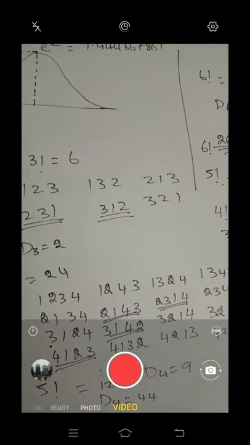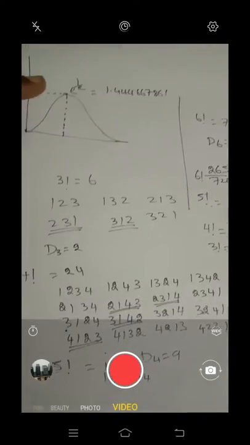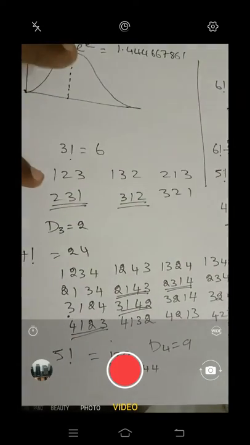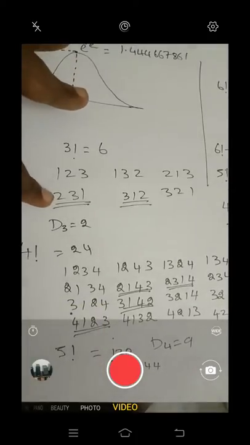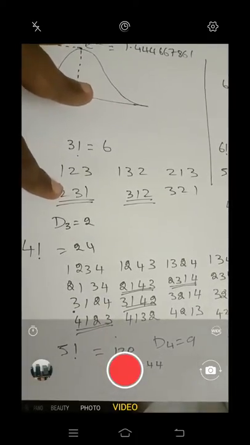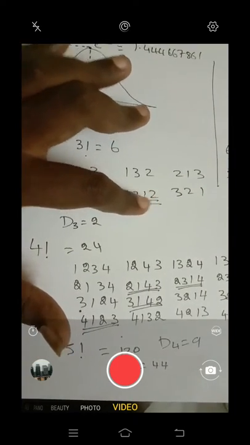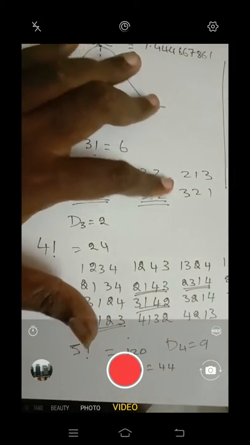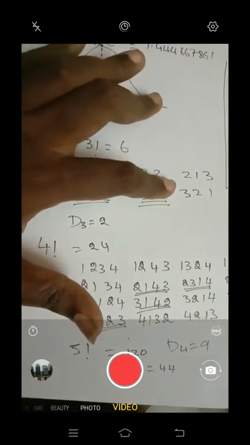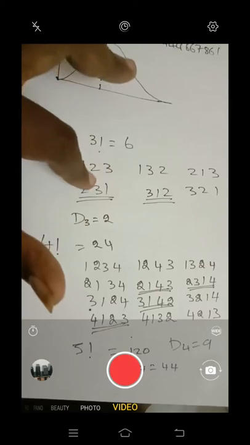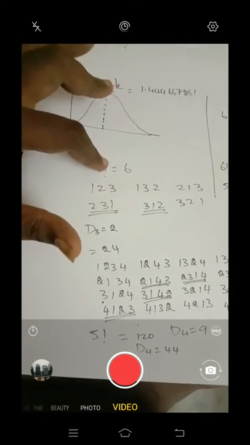The other way I can show you is the derangement. As you can see from here, 3 factorial is 6. So 1, 2, 3 and 1, 3, 2. As you can see here, 2 takes the place of 3, and 1 takes the place of 2. So these are derangements. So 2 is in the 3 place and 1 is in the 2 place, and 2 is in the 3 place. This is a derangement. Like that, this is also a derangement. So you have these derangements.